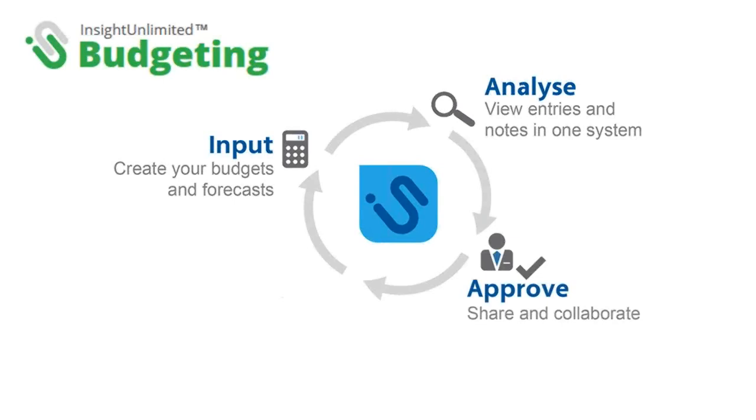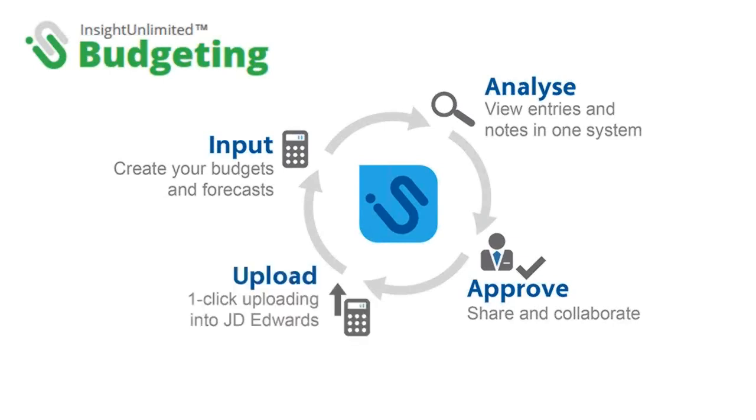So this whole thing's email-based. You get emails saying your budget cycle is now open. An email saying John has submitted his budget. Please go to the approval screen. And once approved, if you want to send the data, click upload of the approved budgets into JDE Edwards.